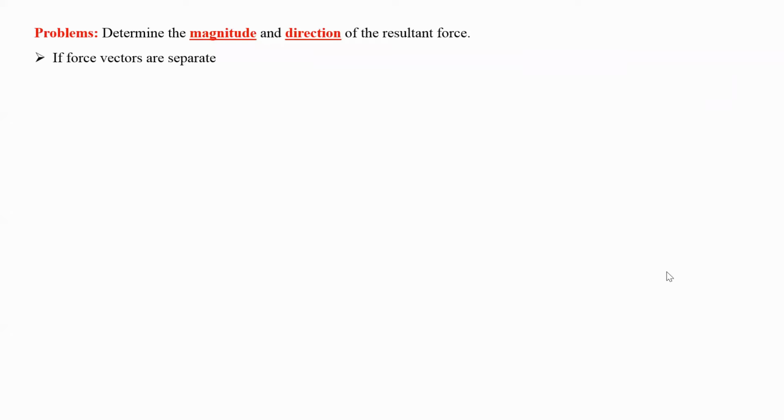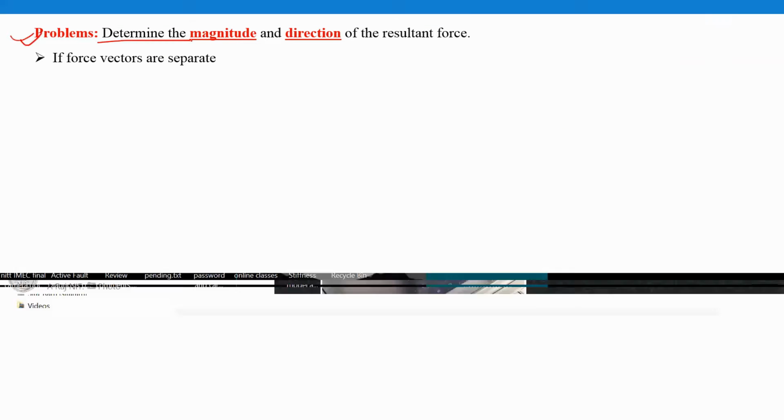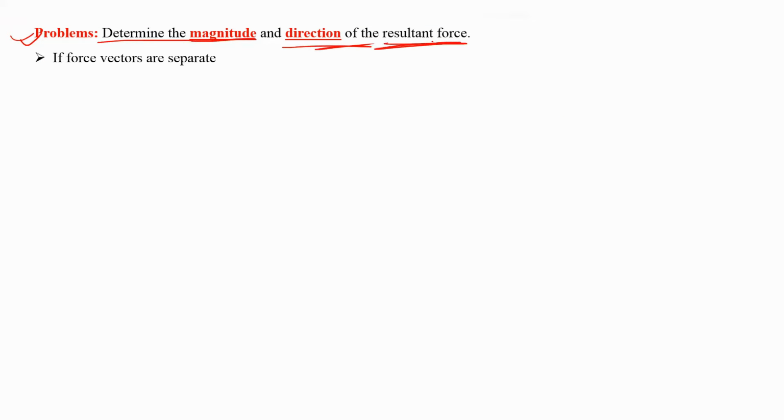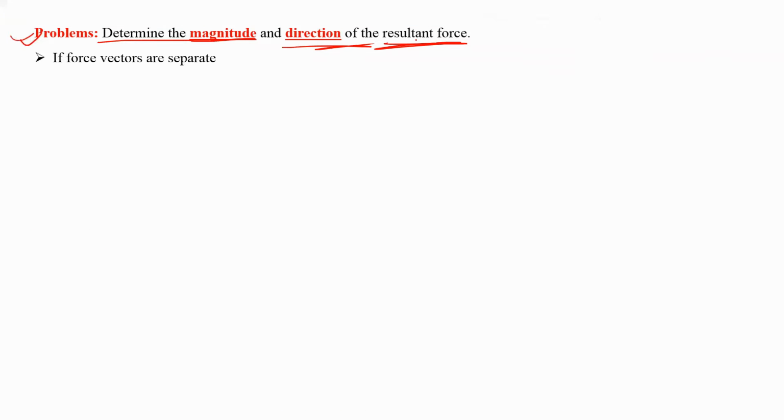So in equilibrium of points, you mostly get this type of problem where you will be asked to determine the magnitude and direction of the resultant force. Okay, magnitude and direction of the resultant force. So that means if you are asked to find the resultant force, you will get different forces.